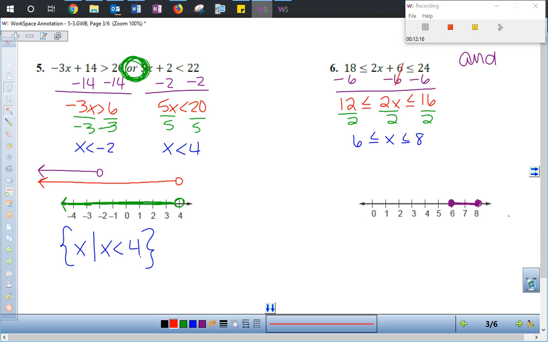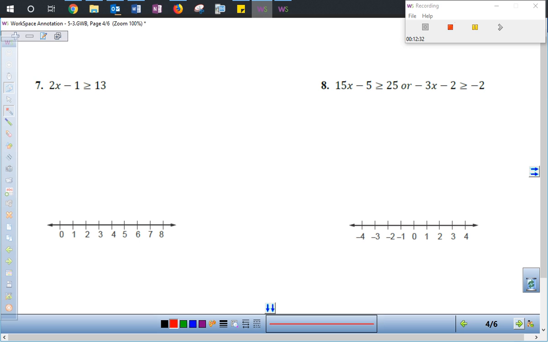Now finally, to write it in set builder notation, we're going to have the set of all x's such that, and we can bring this guy straight down, 6 and 8. Alright, on number 7, we have 2x minus 1 is greater than or equal to 13.